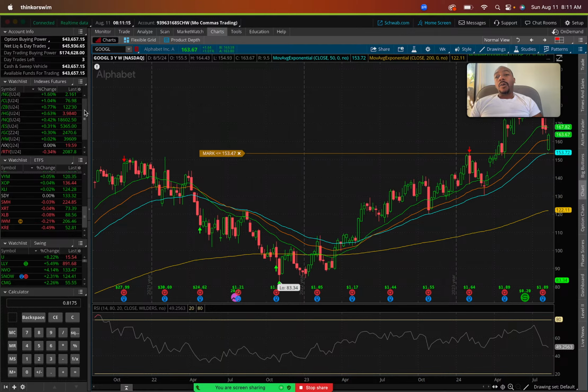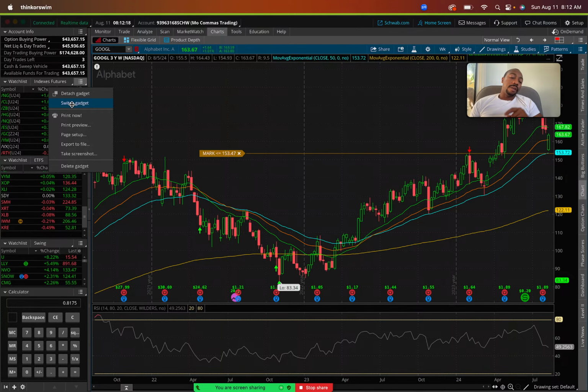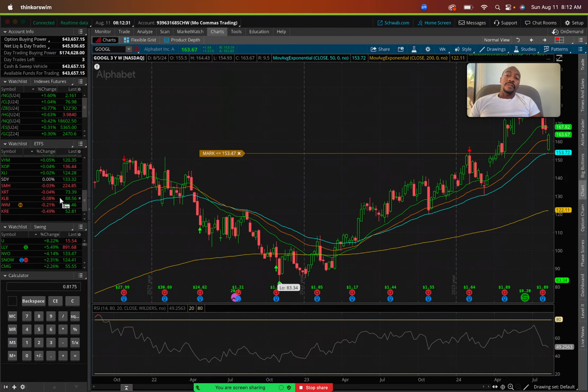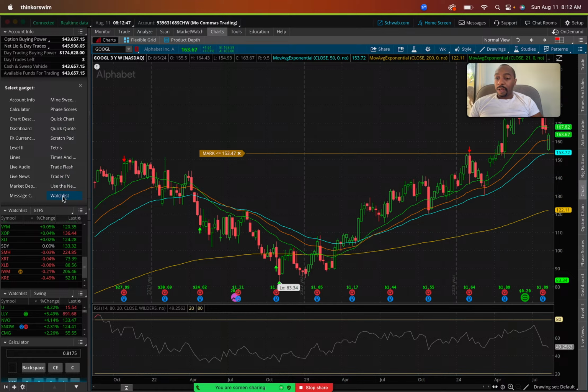So I always have a watch list up. If you look at this menu area right here, if this is something else, you could switch to gadget and go here and go to watch list. And if you don't have a watch list built, I would say just copy mine. If you copy all of the names here that I just gave you, that's going to be a good watch list to make an index watch list, right? So if you switch gadget, go to watch list.